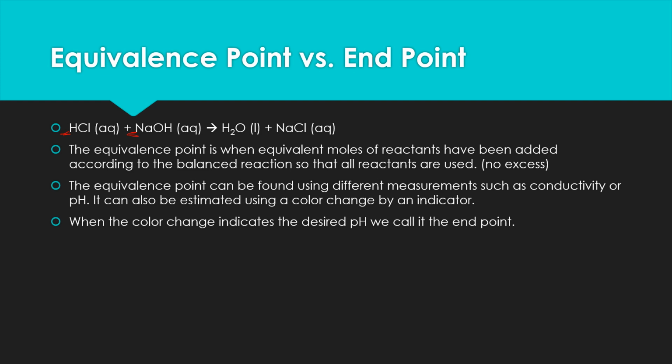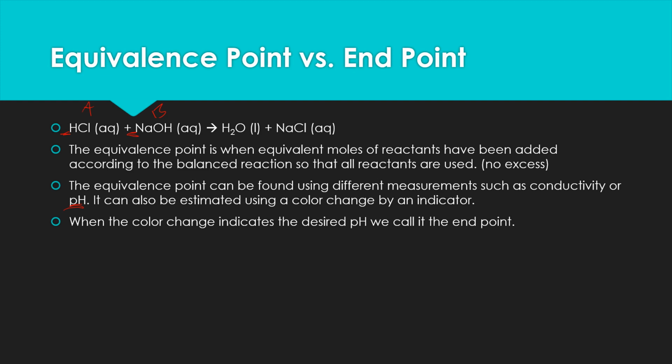We can use conductivity because we're going to have a certain amount of conductivity in our reactants and our products. We could graph that and determine our equivalence point. We can also use pH, which is a very common one since many of these reactions are done with acids and bases, and pH is a way to measure the strength of your acids and bases, strength and concentration. The other thing we can use is estimating our equivalence point and getting really close to it using a color change by an indicator.